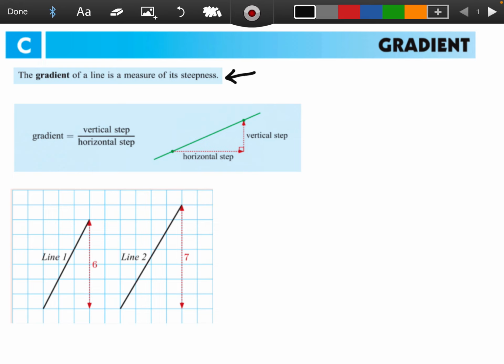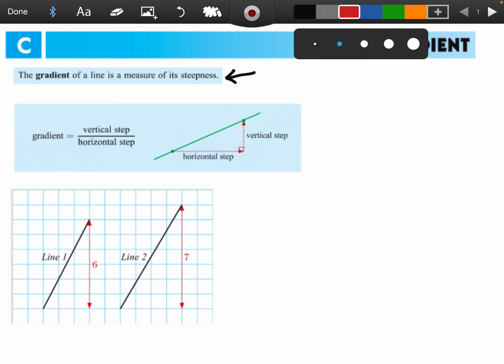As you can see on the screen, gradient is a measure of the steepness of a line. When you have a line graphed, you can look at that and say, gee, that's steep, or that's not as steep as the other one. But the gradient is an actual numerical value to distinguish the steepness of a line.